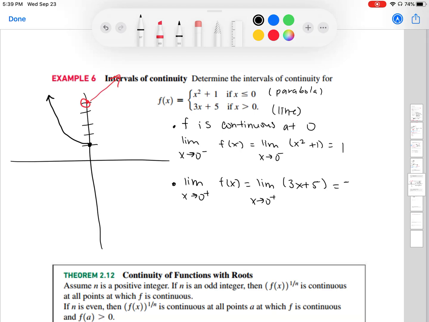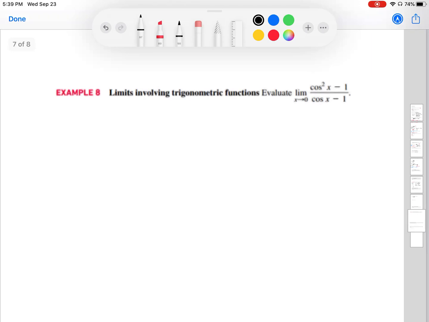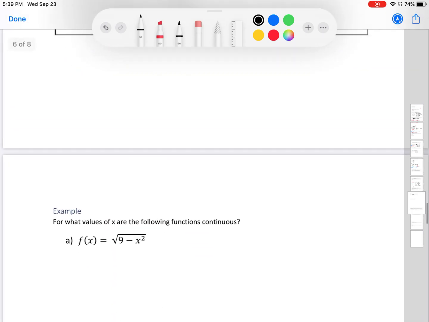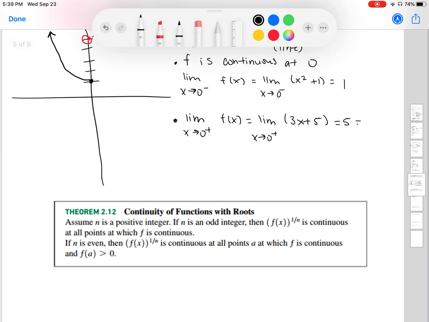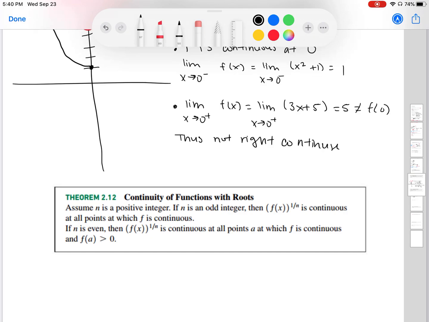well, that is 5, but I cannot evaluate at 0 at that point for our function. It's not contained in our argument. Thus, not right continuous. So then we can say that our function f is continuous from negative infinity to 0 and on 0 to infinity.